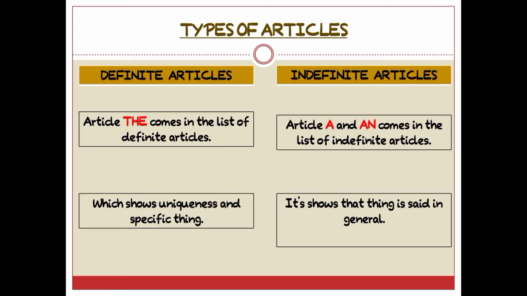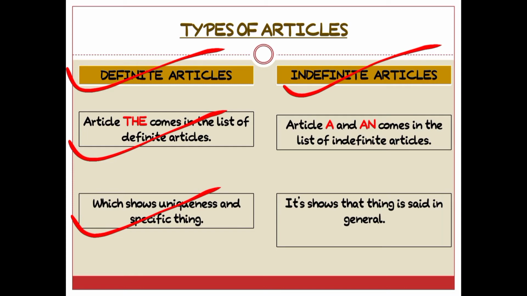These articles are divided into two types: definite article and indefinite article. The article the comes in the list of definite articles as it shows uniqueness and specificity in things. Articles a and an come in the list of indefinite articles as they do not show any uniqueness or specificity in the things. Instead, they show that the thing is said in a general way.